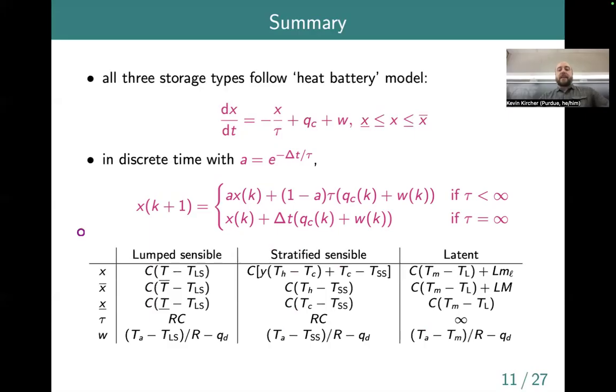And then there are different definitions, and you can go back through the slides and catalog them if you want to, but I did that for you here: what the state is, the max and the min energy storage levels, the self-dissipation time constant, and then this disturbance term W, the additive term that shows up over here.